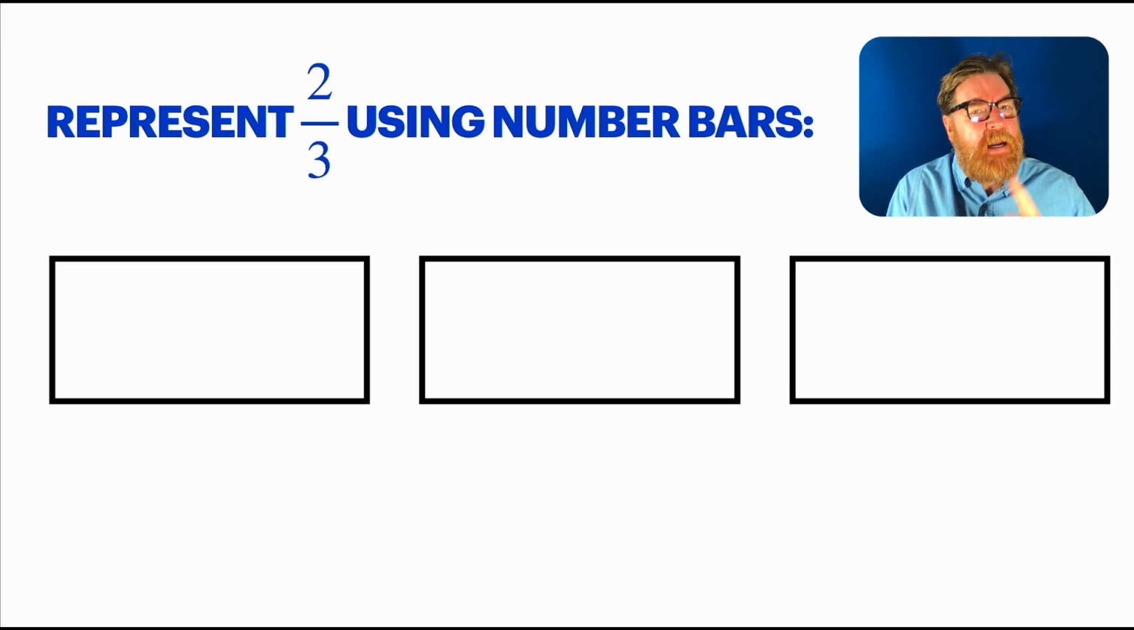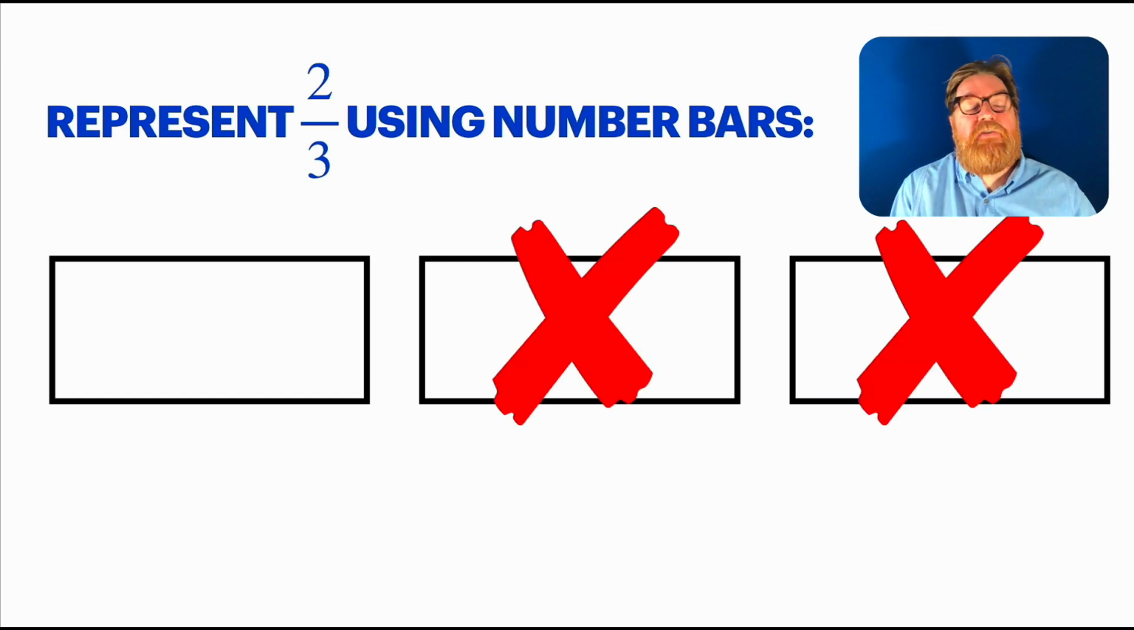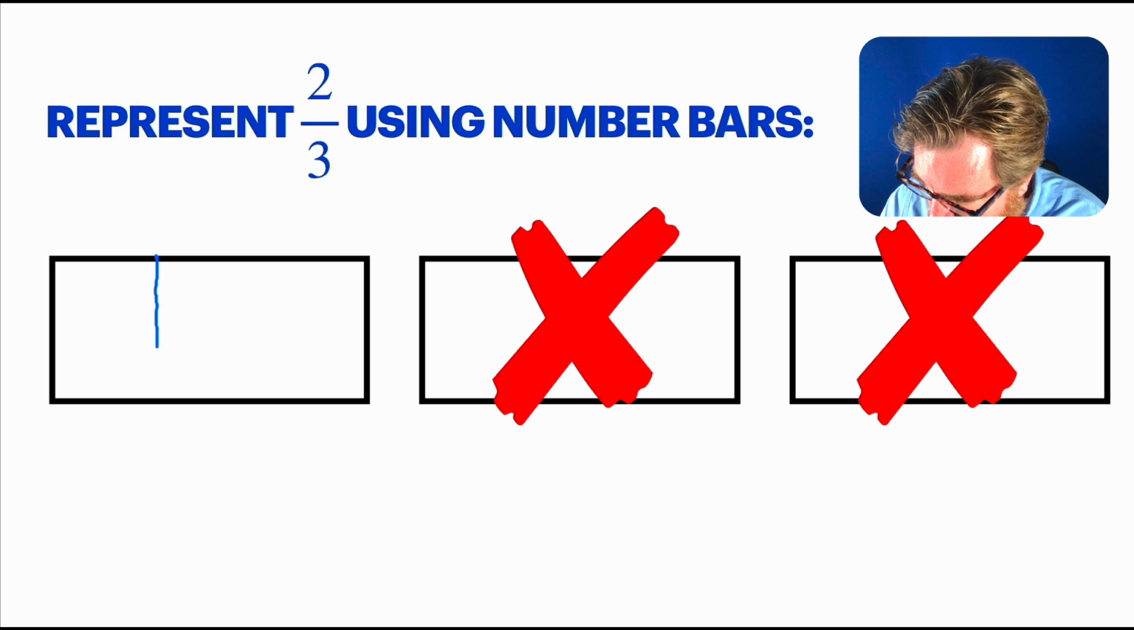All right? Well, what if we wanted to represent 2/3 using those number bars? Well, right off the bat, I want you to understand something really important. I only need 1 bar. 2/3 is less than 1. So let me get rid of those other 2 bars. Let's just stick with that 1 candy bar. We're talking thirds, so that means I need to break it up into 3 equal pieces. Let me do that.